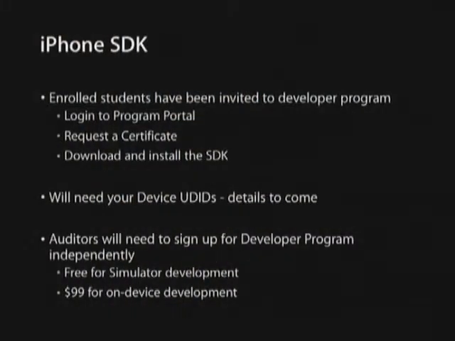Now the last thing here is that auditors, unfortunately, we were not able to get you into this program. So if you're auditing this course and you want to do iPhone development, you're going to have to go sign up independently. It's free to do simulator development. You go on the developer.apple.com site, you fill out the form, and you get access to the SDK. Now the SDK lets you run the simulator. It gives you all the help that you need. But if you want to do on-device development, there's a $99 fee, and then you get access to the builds for the device, and it allows you to do the same.